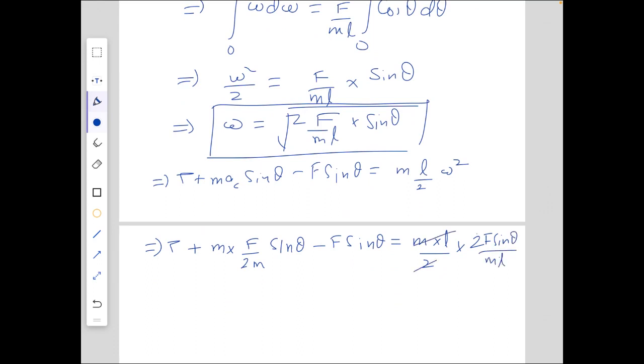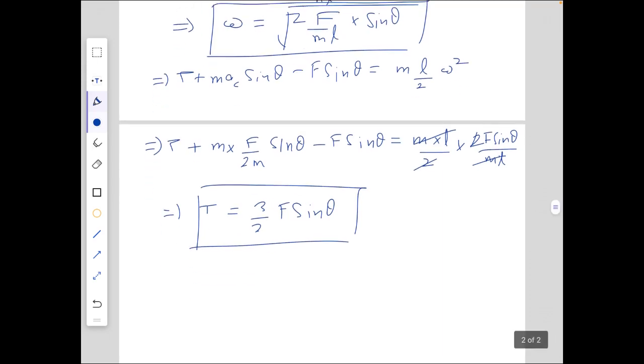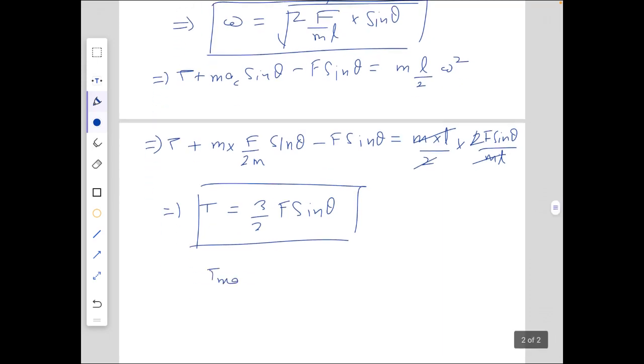So what we get after solving all this is that T equals 3 by 2 F sin theta, and we have been asked the maximum value of this, which we can clearly see is when sin theta equals 1, and the value T maximum equals 3F by 2. So yeah, that's the final answer. Thank you.